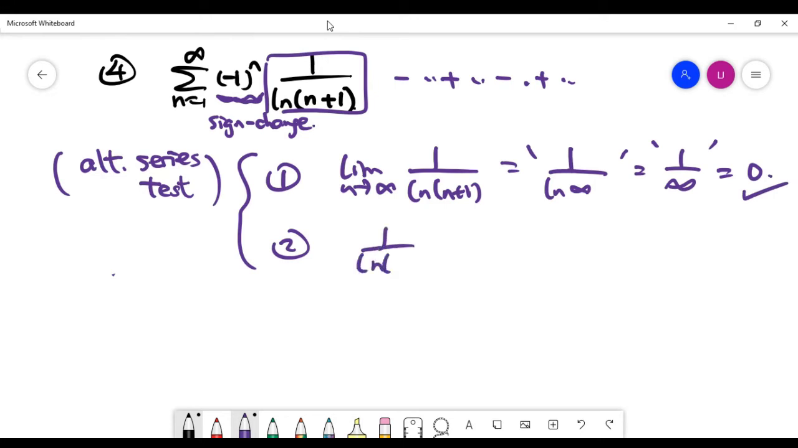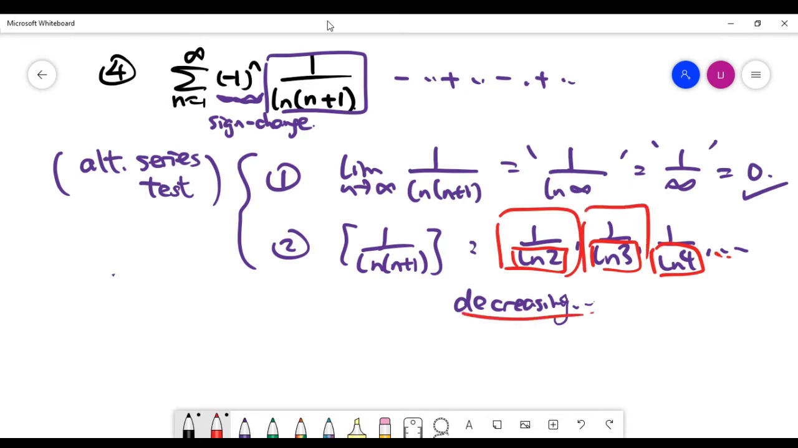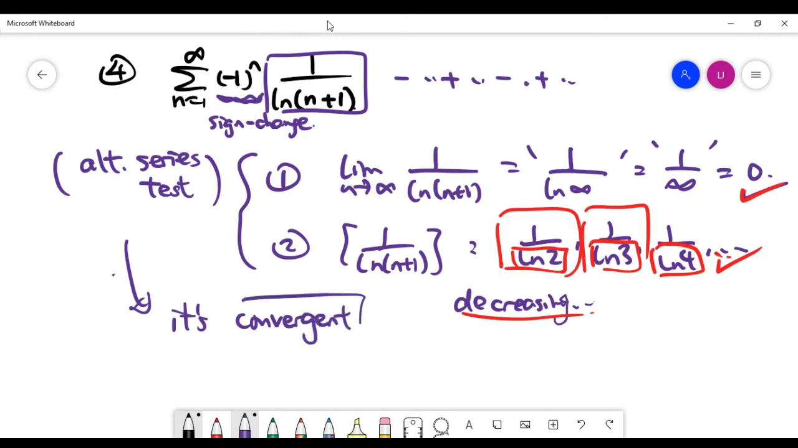The second condition means you have to look at the current sequence. So do you think the sequence is actually decreasing? The answer is yes, it must be a decreasing sequence because the top is fixed, but the bottom keeps increasing. You see, the bottom keeps increasing, ln 2, ln 3, ln 4, and etc. So as a sequence, this one is actually decreasing. So both conditions are satisfied. So by the alternating series test, we understand that it's actually convergent. That's the answer to problem number 4.